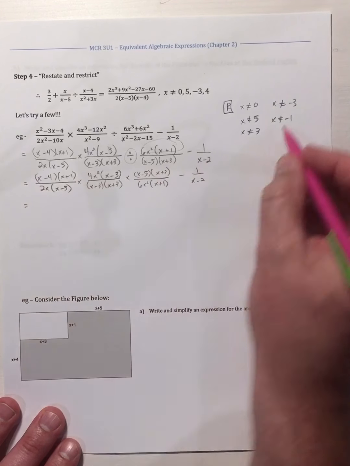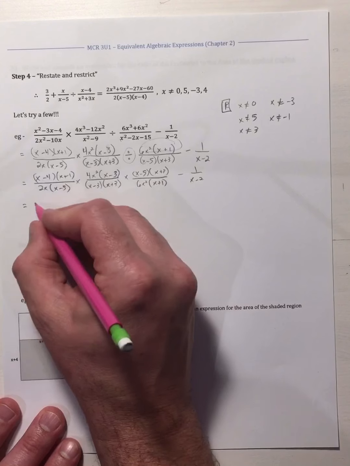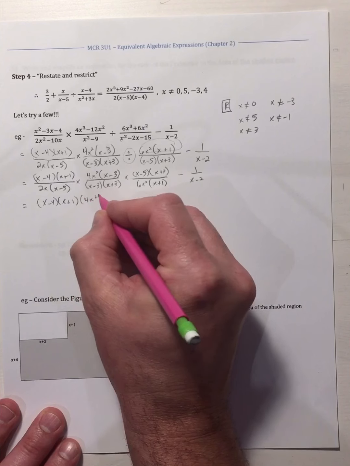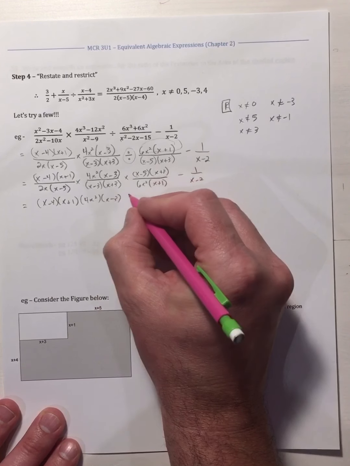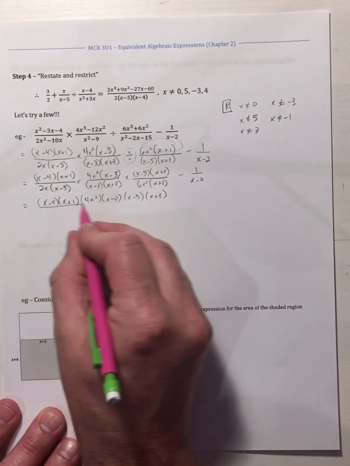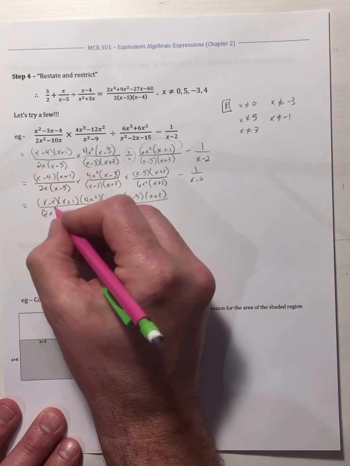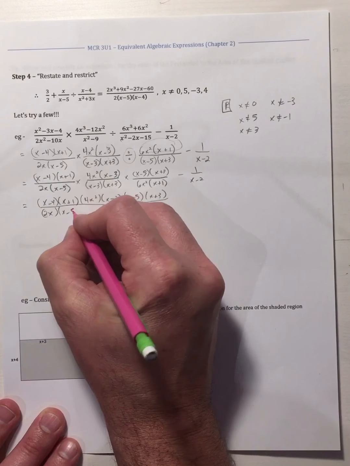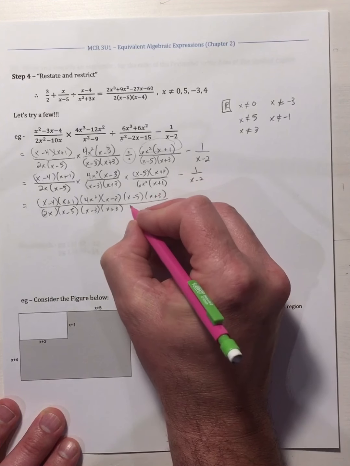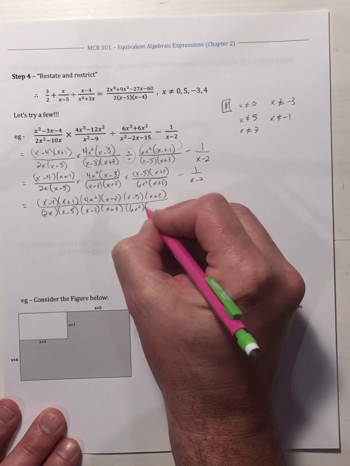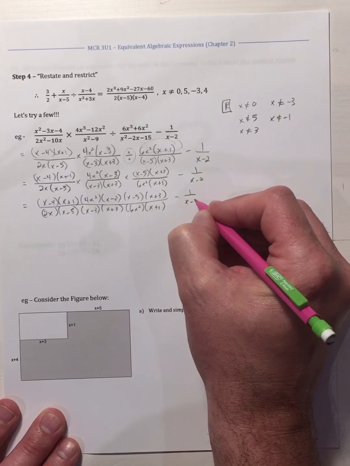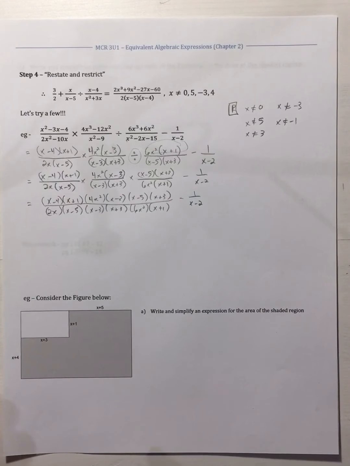So again, when we multiply, we've already stated restrictions. We multiply all the numerators. So x minus 4, x plus 1, 4x squared, x minus 3, x minus 5, x plus 3, all over 2x, x minus 5, x minus 3, x plus 3, 6x squared, and then x plus 1. And again, we've got this lonely 1 over x minus 2 that I'm subtracting there. We'll take care of that later on.